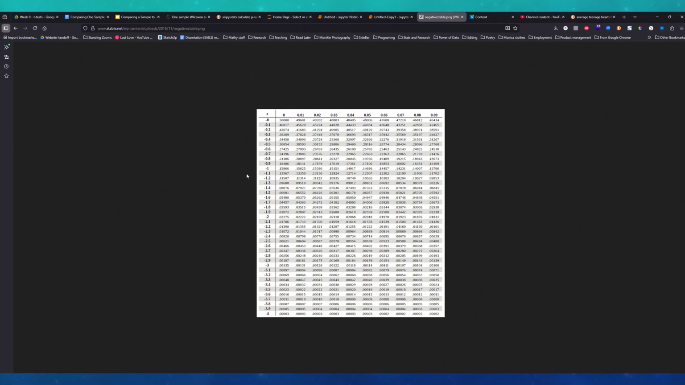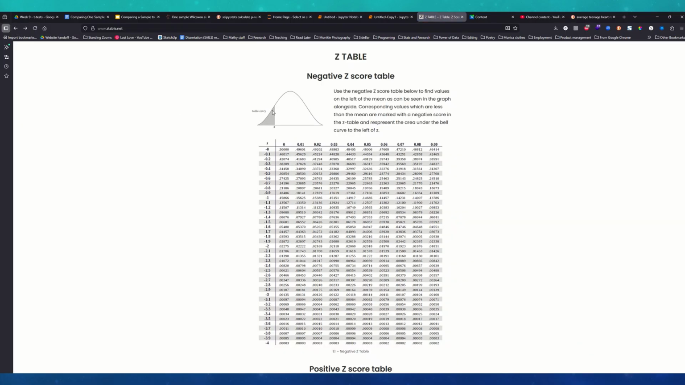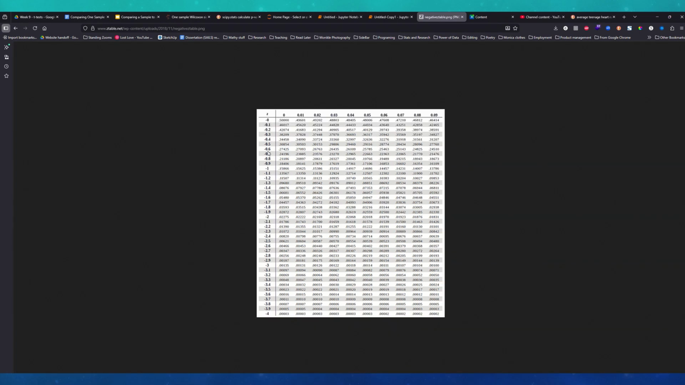So we can take that value and we can go to a z-table. This is a negative z-table. I'll just back up so you see what it looks like. It's telling me the proportion under this curve here to the left of z. And so you see all the z values are negative. So we're going to go down the column here and we're going to look for our 0.8, and then we're going to go across until we get to 0.09.